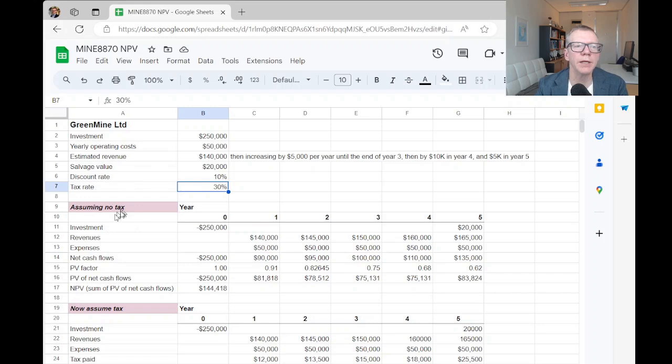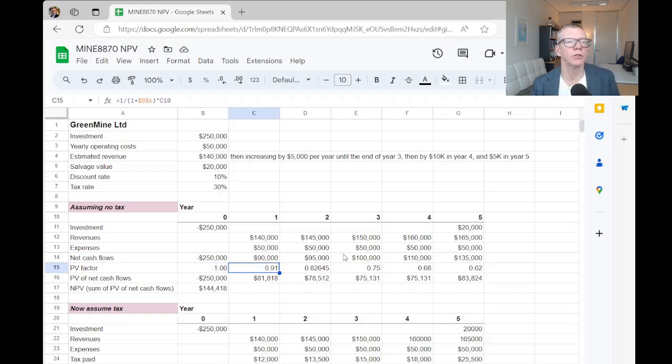So in a no tax world, we can model this as we've got the negative $250 investment, and remembering the residual value goes into our year 5 cash flows. Our revenues, 140 through to 165. The cash expenses are 50,000 each year. So we end up with our net cash flow. We're just going to take into account the investment, subtract the expenses. We'll get 90, 95, 100, 110, and 135 as our net cash flows.